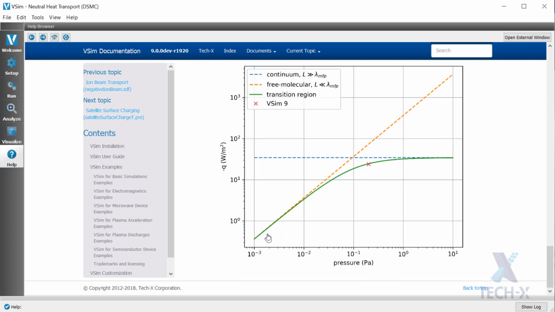Now obviously we did that just on back of an envelope calculation, but you can run the Python script that comes with this simulation, and it will plot your data on this graph. And regardless of the pressure you chose at the beginning, you should find that the red X, the simulation data, always lies on this green line.